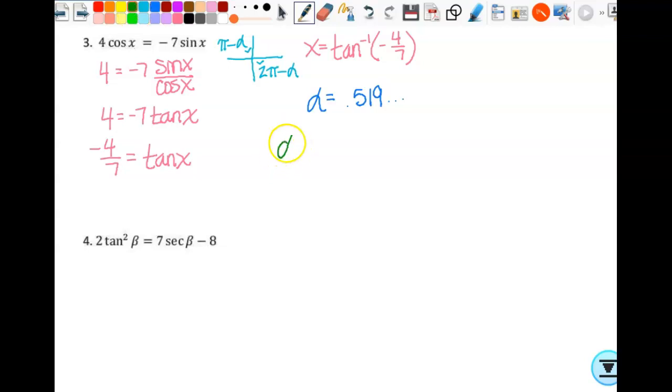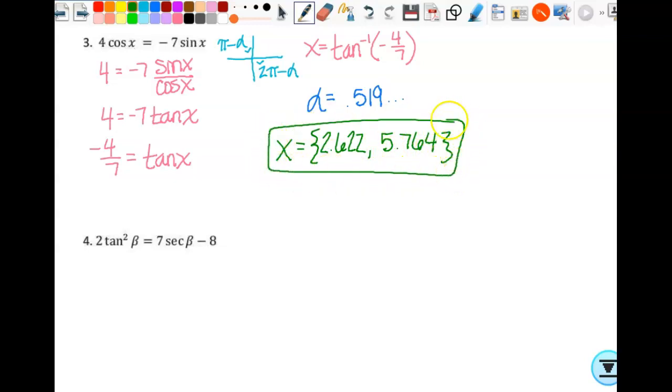So then, no, not alpha. So then our x values, once we store this, so shift, recall, right parenthesis on these, I've got pi minus alpha, 2.622, and 5.764. Make sure you're actually getting these. Don't just copy them down or you're not going to know what's happening here.